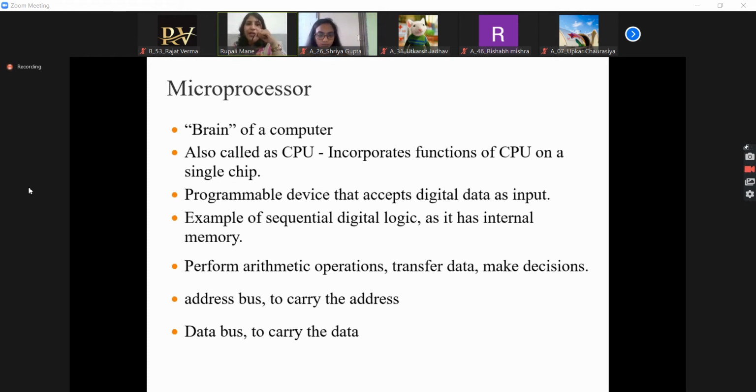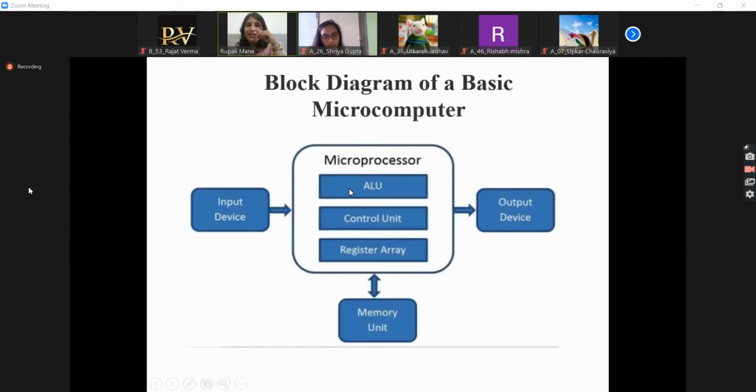Okay, then it has an internal memory, an example of sequential digital logic. Then it performs arithmetic operations, transfers data and makes decisions. Okay, this is very important. You can see one unit inside it. Okay, here you can see the ALU. What does ALU mean? Arithmetic Logic Unit. Okay, it performs various arithmetic and logical operations.